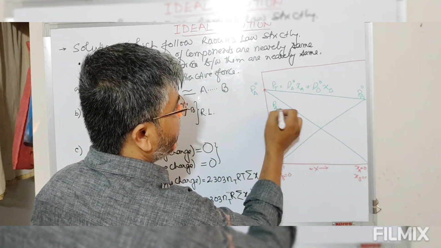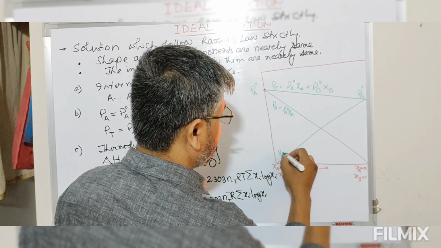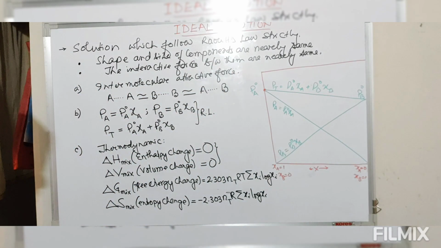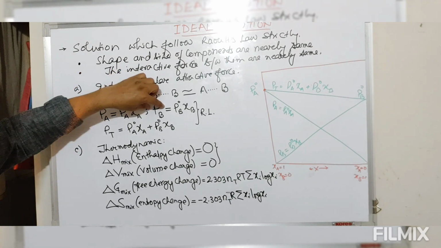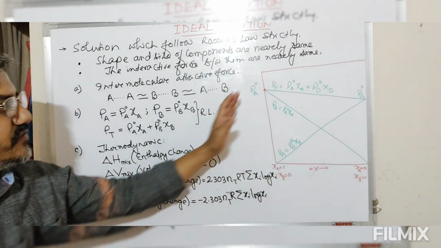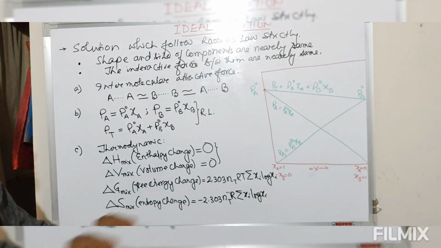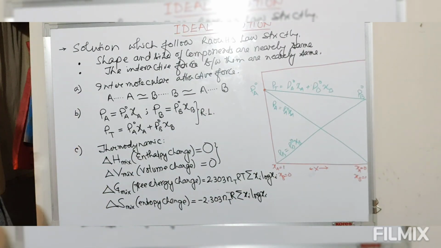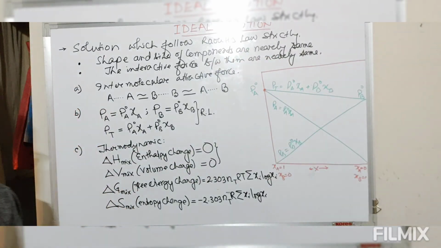This is PA, which is equal to PA naught XA. This is PB, which is equal to PB naught XB. So now look at this. All the graphs, individual vapor pressure of A, vapor pressure of B, and the total pressure, all these graphs are straight lines. Now in this case, we have just assumed that A is more volatile than B. So this was the case for a solution to be ideal, and the graph representing an ideal solution. So for an ideal solution, the graph is always a straight line.